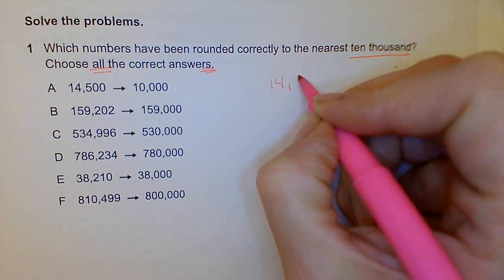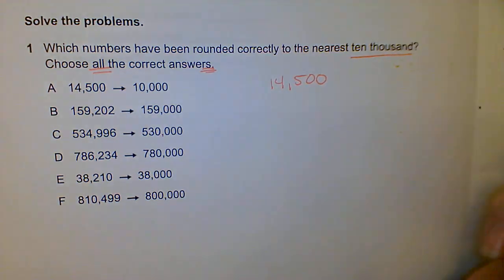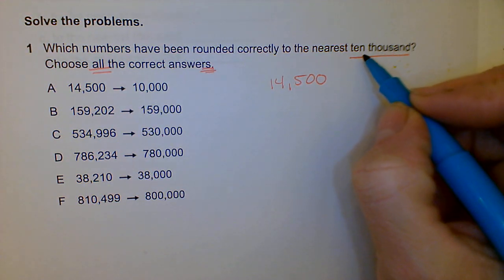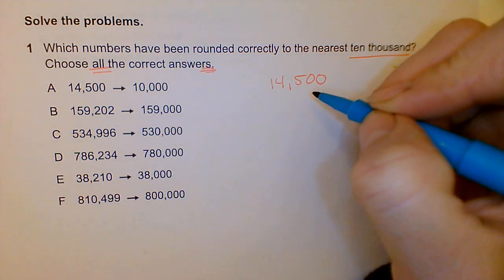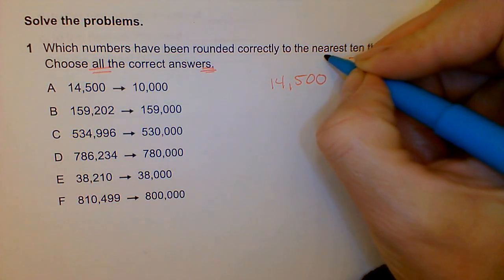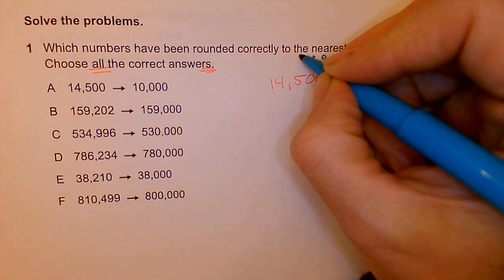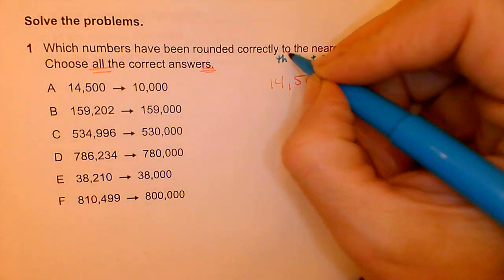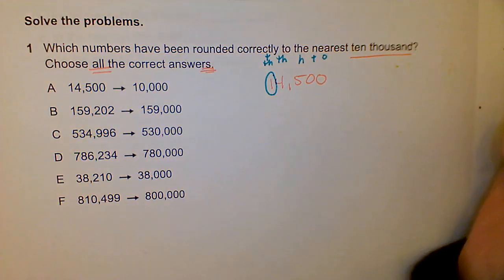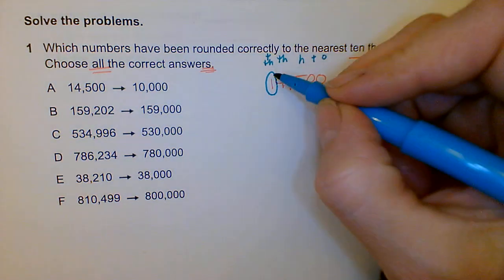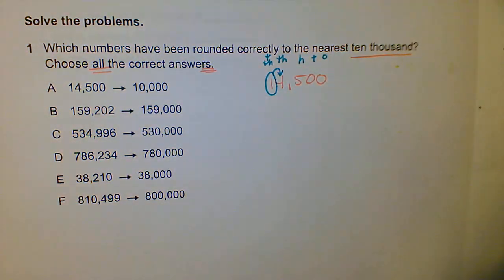So if I have 14,500 and I'm rounding it to the nearest 10,000, remember our technique. I'm going to circle the number that I'm rounding to, in this case the place value I'm rounding to. In this case it's 10,000. So if you forget where these are, you could always go 1, 10, 100, 1,000, 10,000. So it's right here. So 1 is in the 10,000s place. And then I look next door.